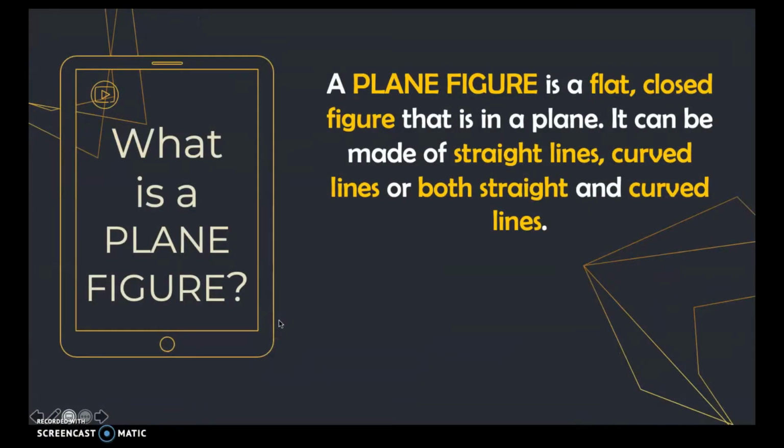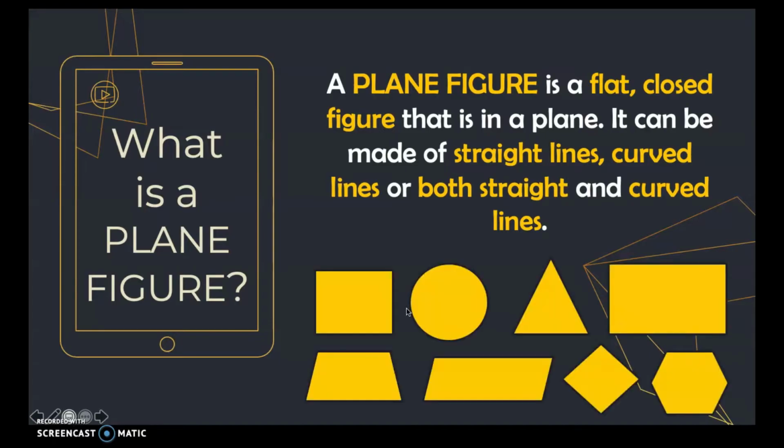Let's compare solid figures to a plane figure. Now, a plane figure is a flat, closed figure that is in a plane. It can be made of straight lines, curved lines, or both straight and curved lines. Here are some of the shapes of a plane figure. So we have here a square, circle, triangle, rectangle, trapezoid, parallelogram, rhombus, and hexagon. So these are just some of the plane figures.